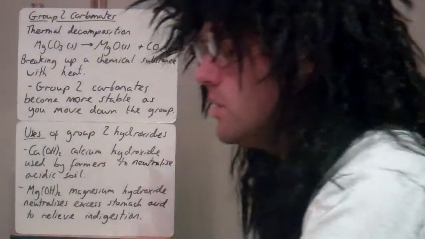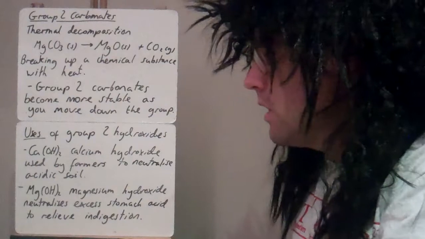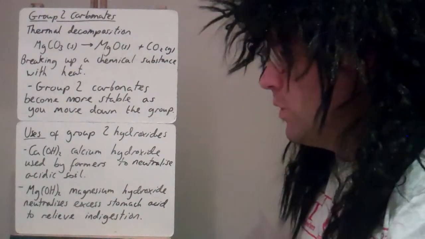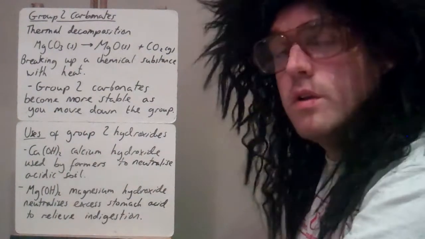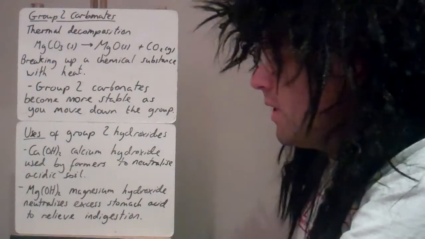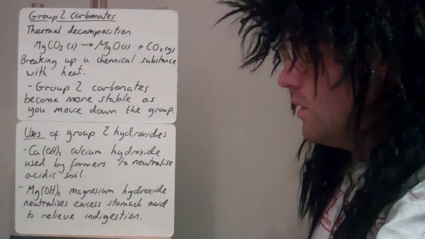So there's 2 uses of group 2 hydroxides that you need to know on this syllabus. Calcium hydroxide is used by farmers to neutralise acidic soils, and that's a substance they call lime. So the lime is just calcium hydroxide. If the soil's too acidic to grow the crop they want to grow, they can change the pH and neutralise the acidic soil using lime, calcium hydroxide.